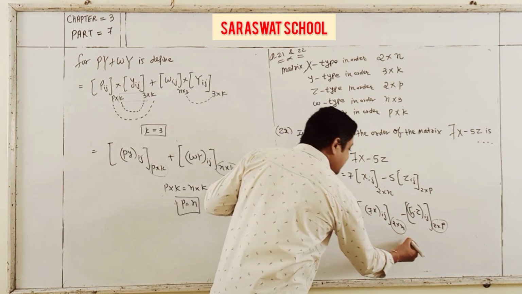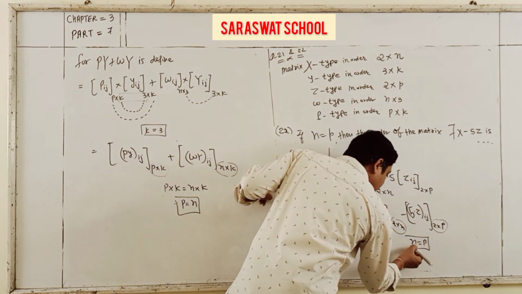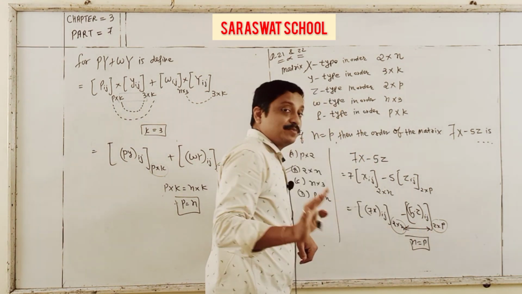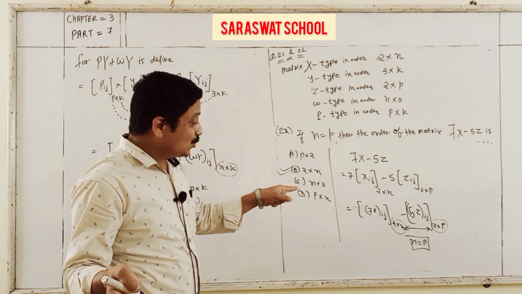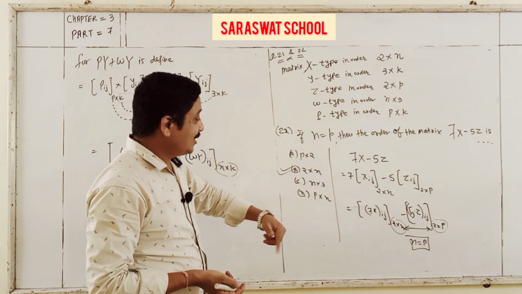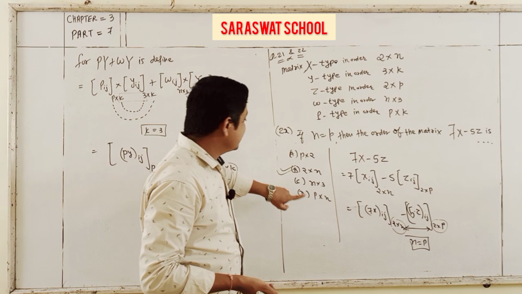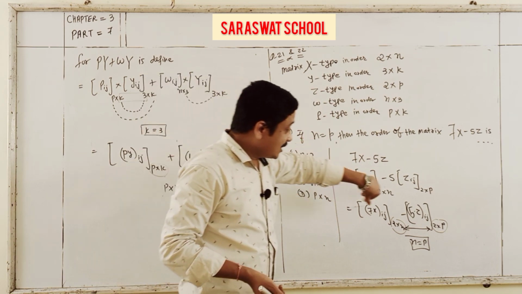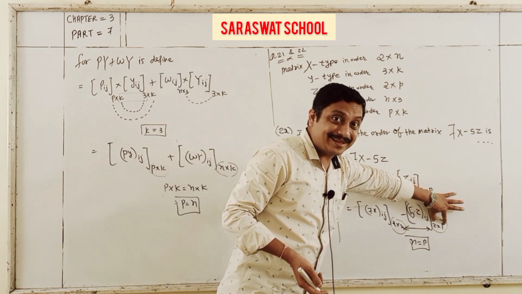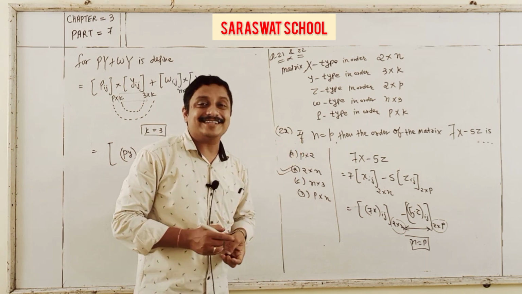This is the condition, N equal to P, it means these two are equal, 2 cross P and 2 cross N. Therefore here you write down 2 and N. This also same, 2 and N, if N equal to P according to given. So my correct answer is B.